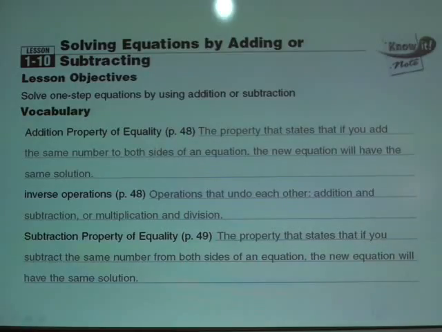And then there's the concept of inverse operations. Inverse operations are operations that undo each other, like addition and subtraction or multiplication and division.